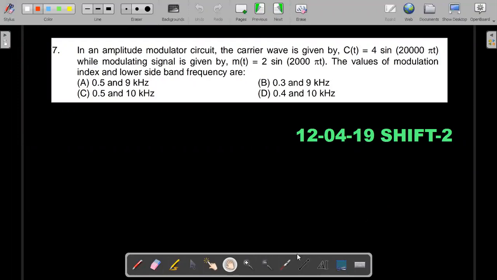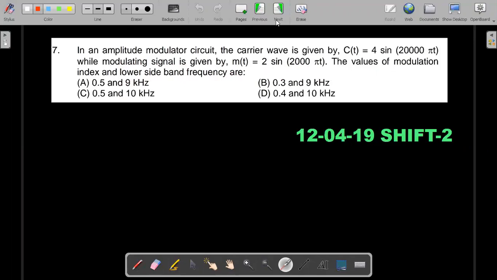In an amplitude modulator circuit, the carrier wave is given by C of t equal to 4 sin 20,000 pi t, while the modulating signal is given by M of t equal to 2 sin 2,000 pi t. The values of modulation index and lower sideband frequency are. Okay, so an AM circuit has been given. This is from the communication systems topic. Want to give it a try? Pause here and then move ahead.